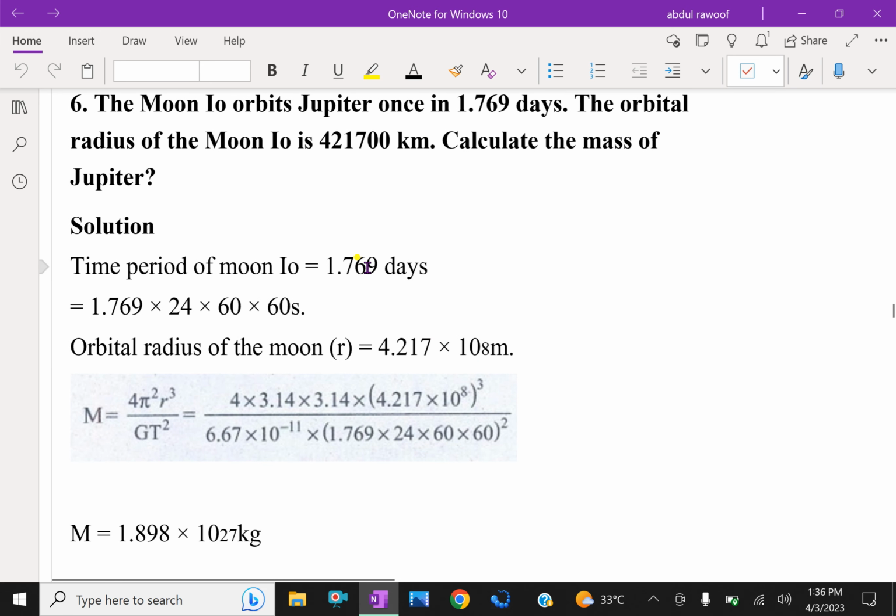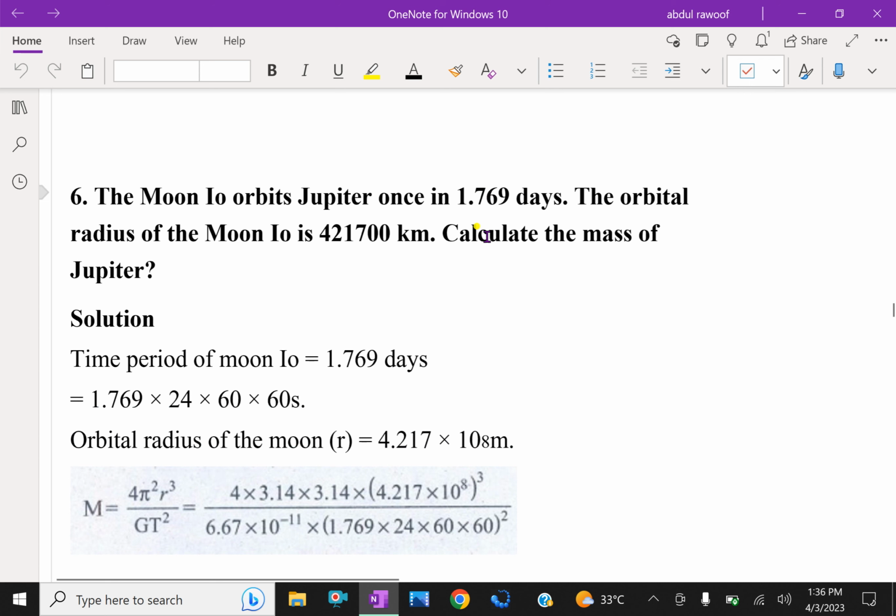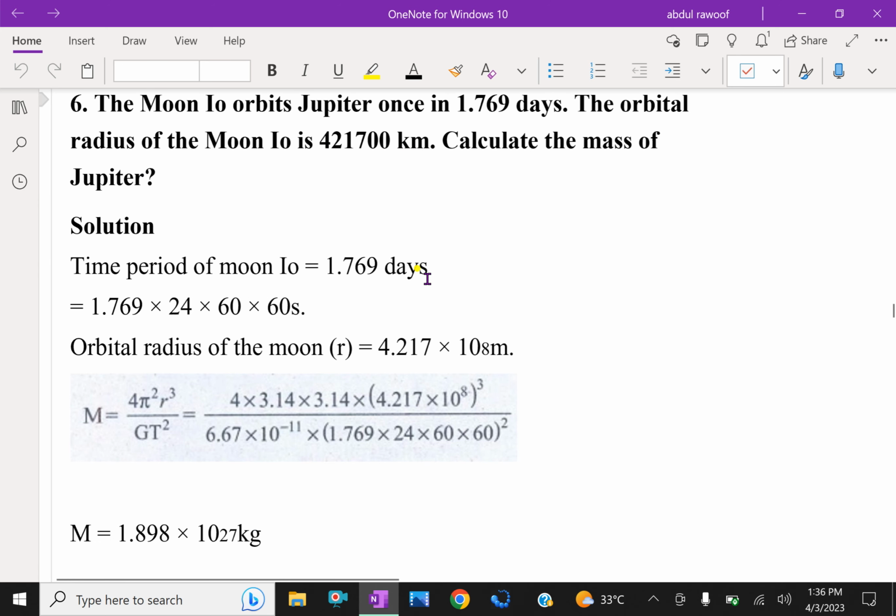The moon Io orbits Jupiter once in 1.769 days. That is, the time period is given. The orbital radius of the moon Io is 421,700 kilometers. Calculate the mass of Jupiter. Here the time period of the moon Io equals 1.769 days.